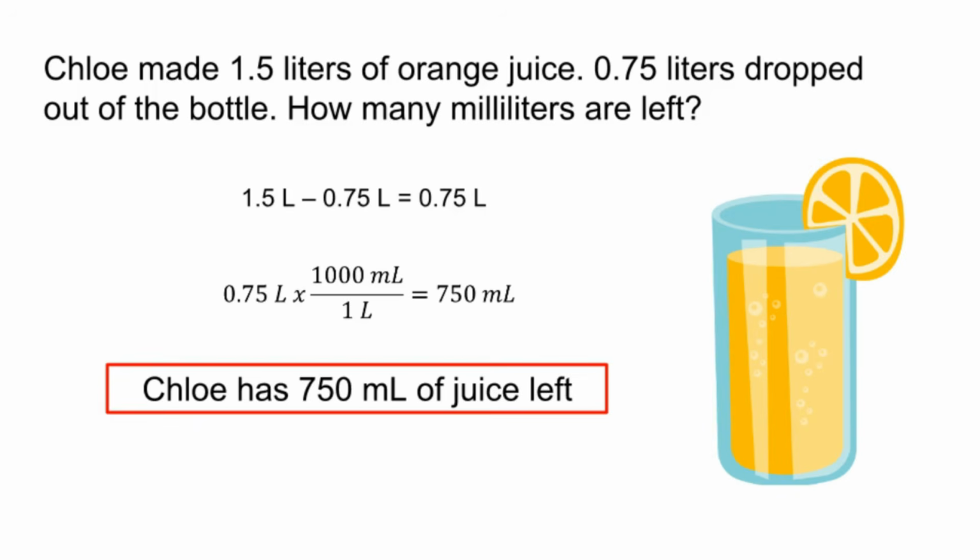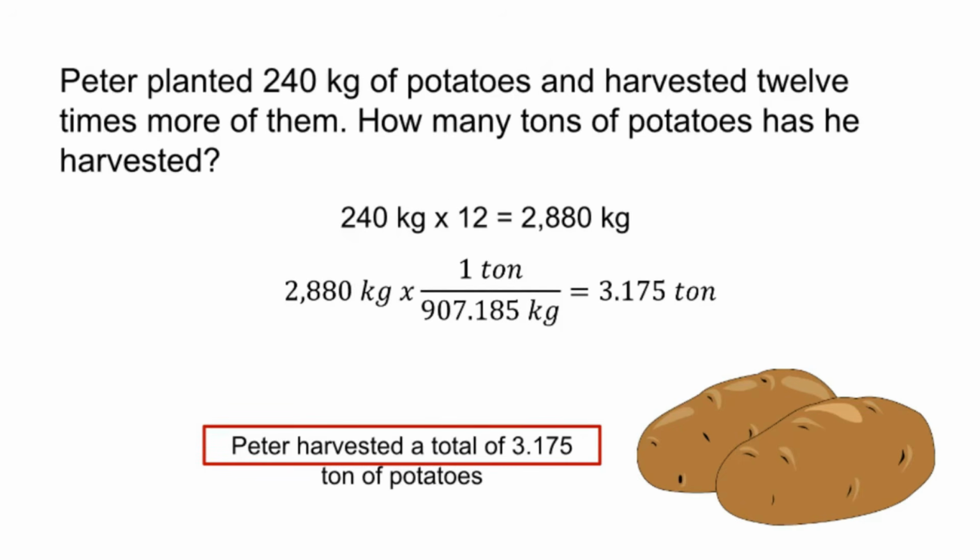Peter planted 240 kilograms of potatoes and harvested 12 times more of them. How many tons of potatoes has he harvested? Converting the verbal description, 12 times more of the 240 kilos of potatoes planted, we write 240 kilograms times 12. Now, proceeding to the main problem, how many tons of potatoes, meaning we need to convert the given unit to ton. We write 2,880 kilograms multiplied by our conversion factor for ton and kilogram, we get 3.175 ton. So, Peter harvested a total of 3.175 ton of potatoes.